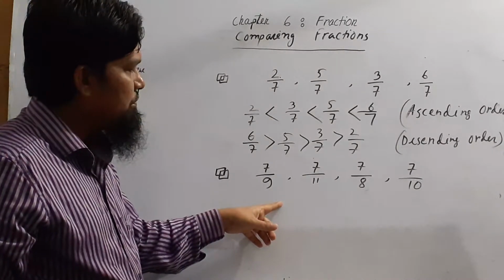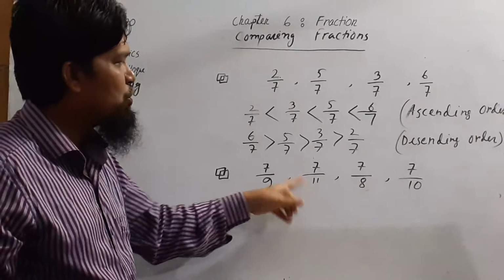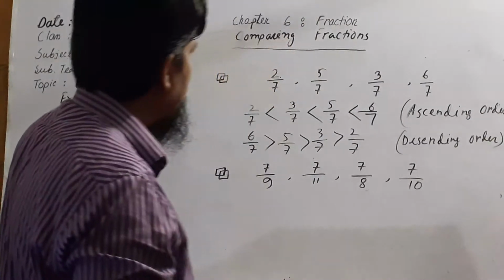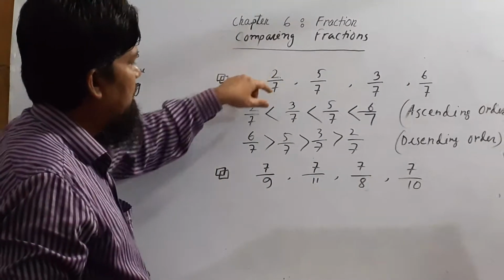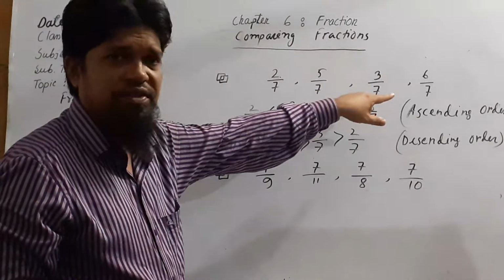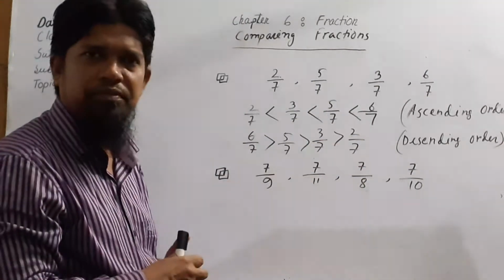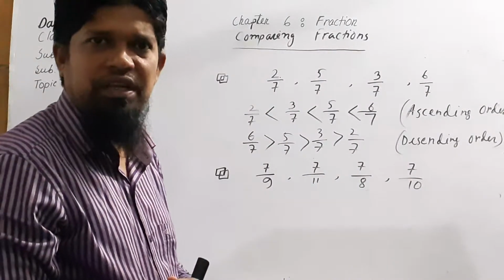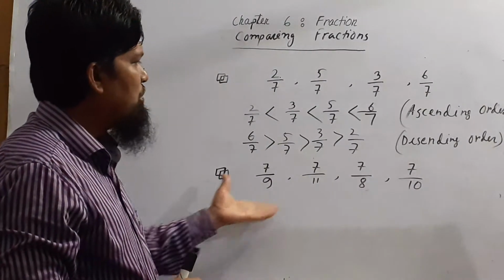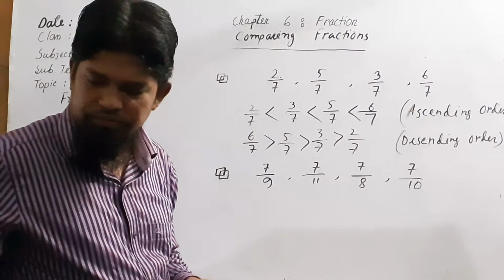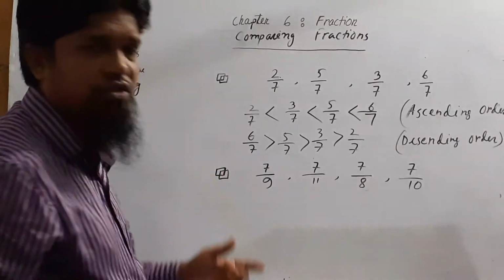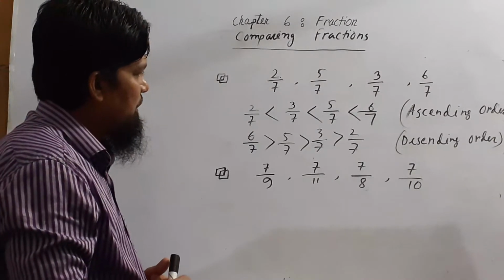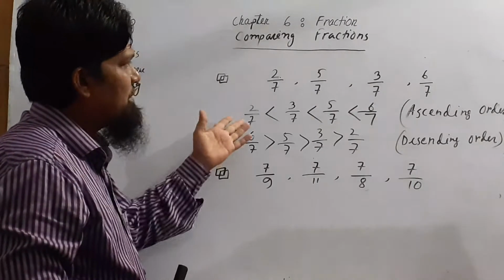Now in the second rule, how will we arrange the fractions with common numerators? If you look carefully, you can observe that in our first example, all the denominators were the same, but here all the numerators are the same. All the numerators are the same, but the denominators are different. Now how will we compare between two fractions, or among more than two fractions? The rule is just opposite.